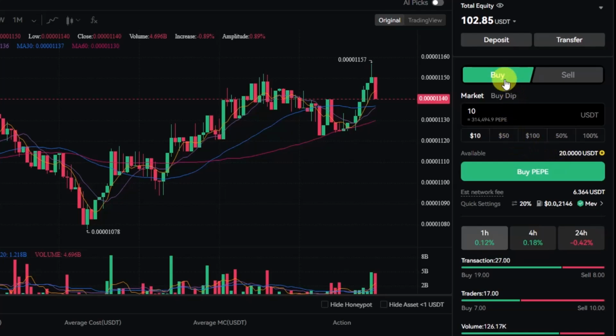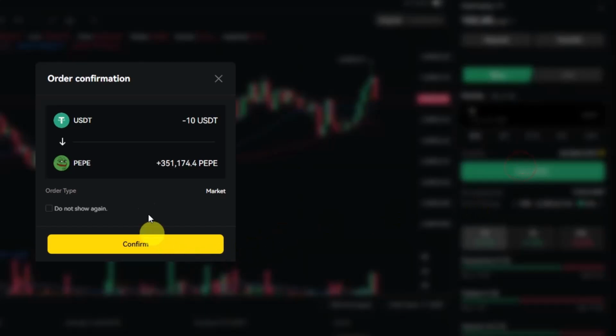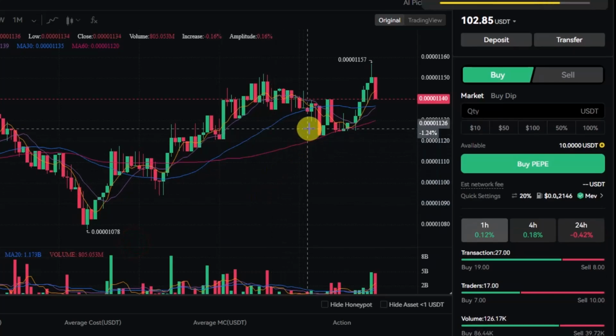So let's go ahead and buy $10 worth of spot right there. And that's my buy order. Or you can also sell, but I have nothing to sell right now, so I can only buy with $20. I put my 10 bucks in there. I buy the Pepe USDT, and I'm going to get 351 Pepe. Then I can confirm, or you might want to confirm each time. I'll go ahead and confirm that. I'm a proud owner of Pepe.